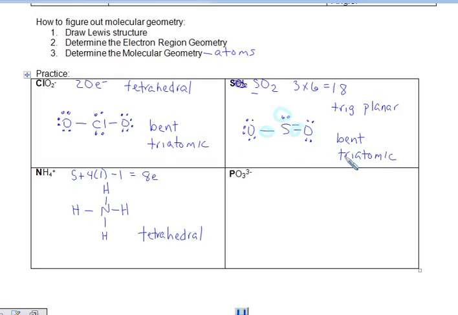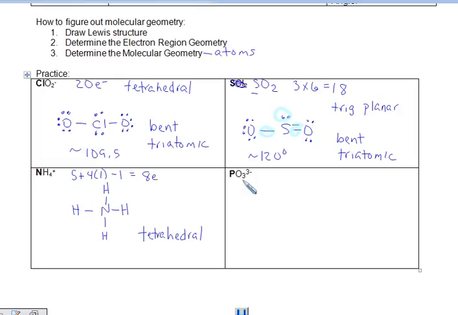So both of these are bent triatomics. However, here the angle is going to be about 120 degrees, whereas in this case the angle is going to be about 109.5 degrees. So that's the difference between the two.